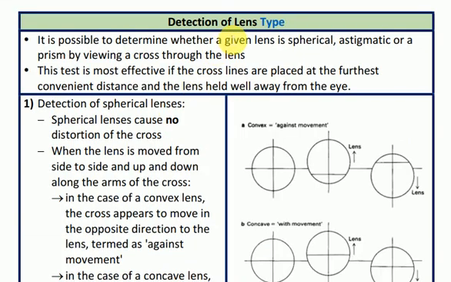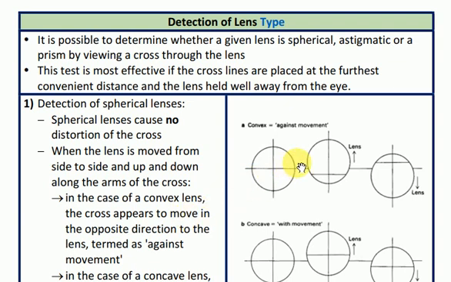Detection of lens type. In clinical practice, it is necessary for the practitioner to identify the type and power of the patient's existing spectacle. So, detection of lens type. Now it is possible to determine whether a given lens is spherical or astigmatic or a prism by studying the image formed when the two lines, as you can see, crossed at 90 degrees, are viewed through the lens.